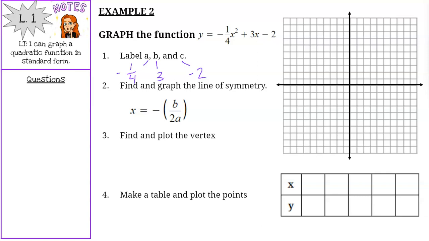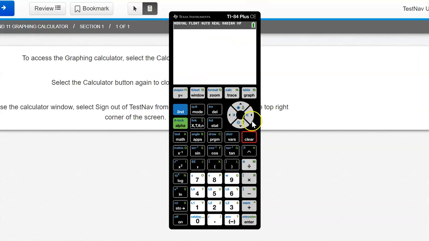X equals the opposite of b, b is 3, over 2a. So 2 times negative 1/4. To solve this, I'm going to use our graphing calculator. So we have the opposite of, and then I'm going to get a fraction.